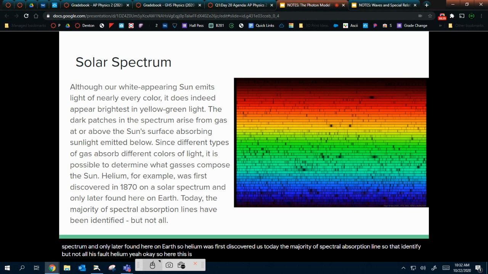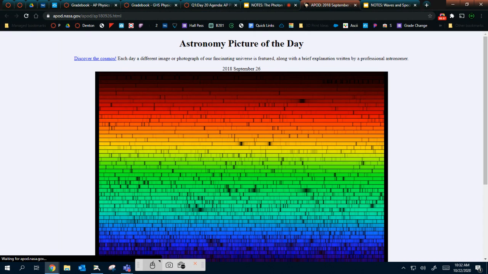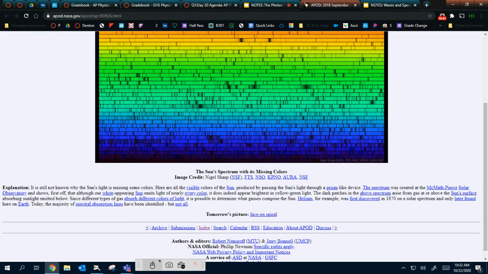Okay, so here, this picture is an actual photograph of the sun's spectrum. If you click on it, it takes you to the astronomy picture of the day. And here, what this says, I literally copied word for word. This is from NASA, and the nice thing is you can click on all of these different things, and it'll take you to the definitions, for example, if you don't know what helium or prism is.